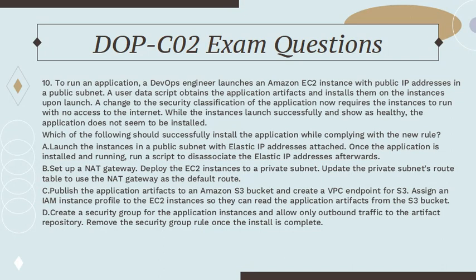C. Publish the application artifacts to an Amazon S3 bucket and create a VPC endpoint for S3. Assign an IAM instance profile to the EC2 instances so they can read the application artifacts from the S3 bucket. D. Create a security group for the application instances and allow only outbound traffic to the artifact repository. Remove the security group rule once the install is complete.